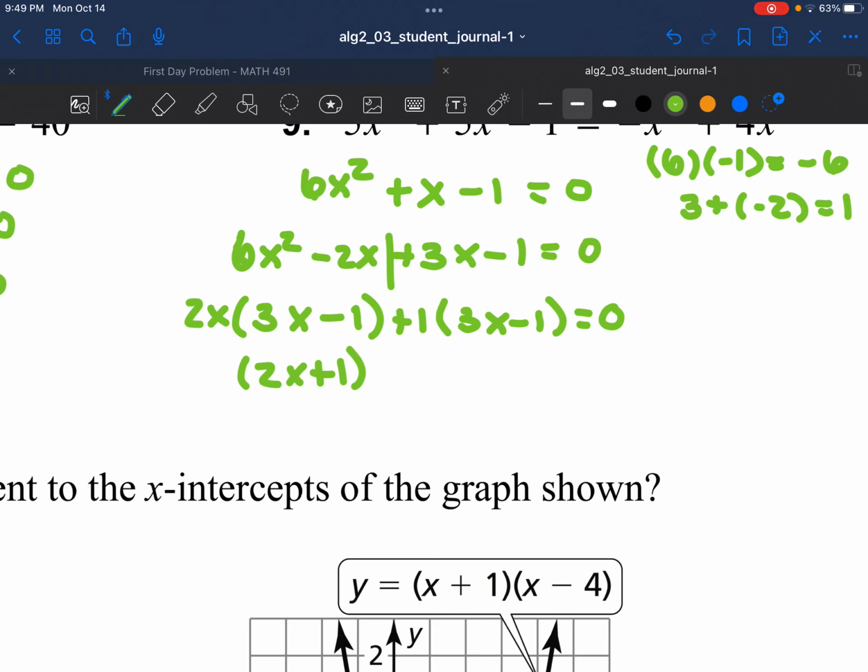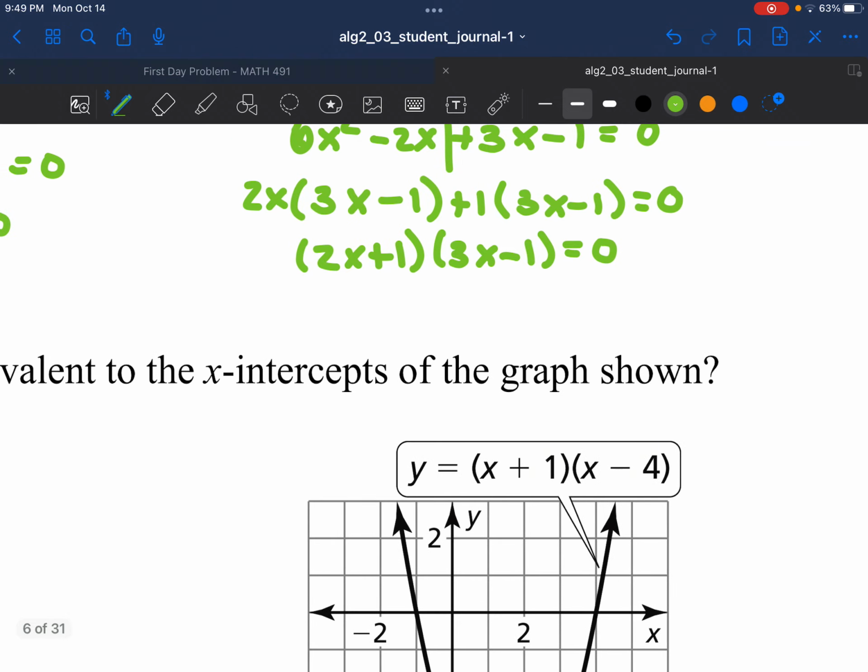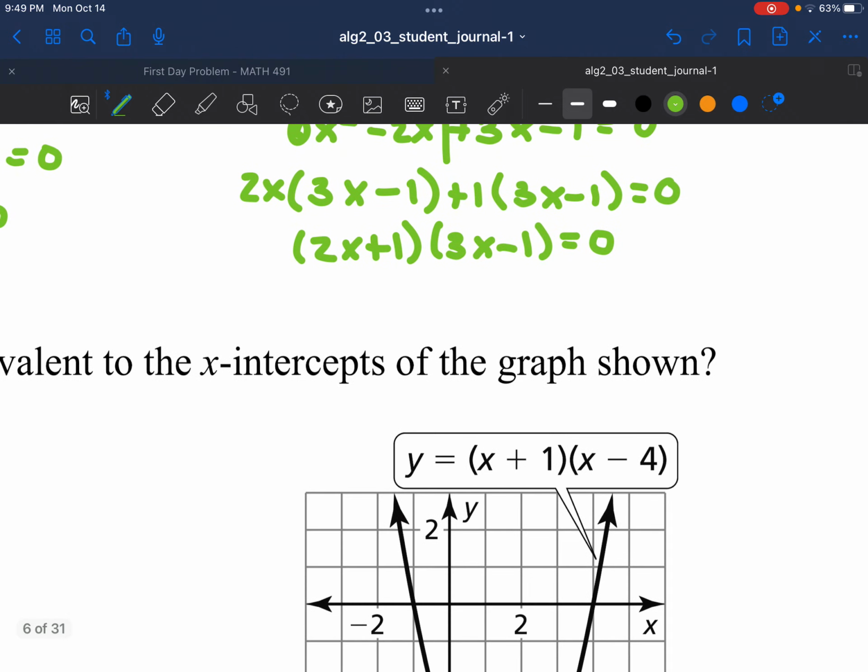So we have 2x plus 1. Those are those outside pieces. So just for reference, this piece and this piece. And then we have 3x minus 1 equals 0. Set these two factors equal to 0. So 2x plus 1 equals 0, and 3x minus 1 equals 0. Then you're going to go ahead and solve for x.